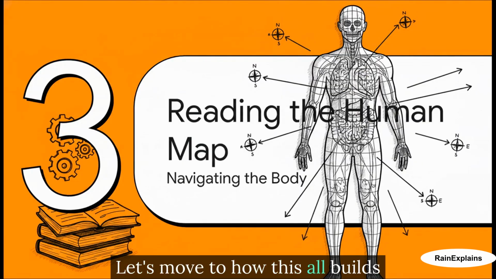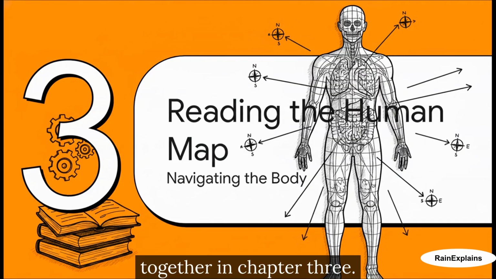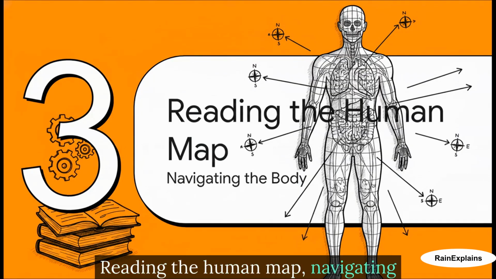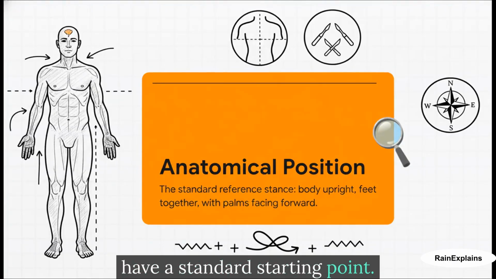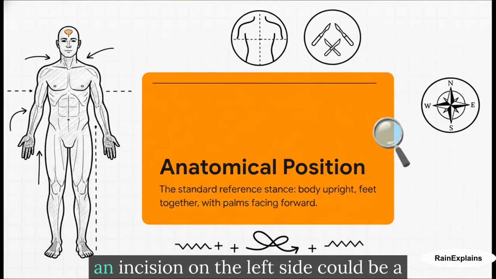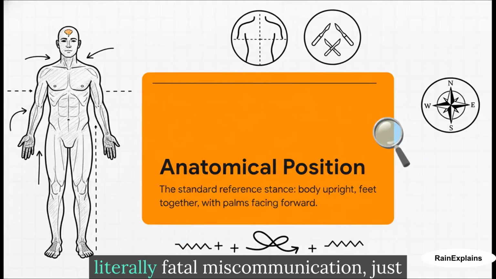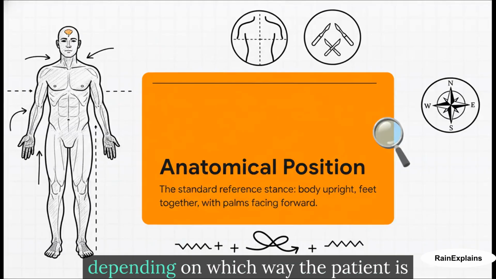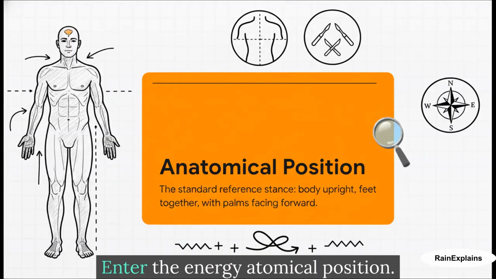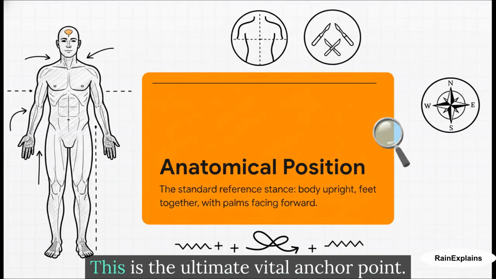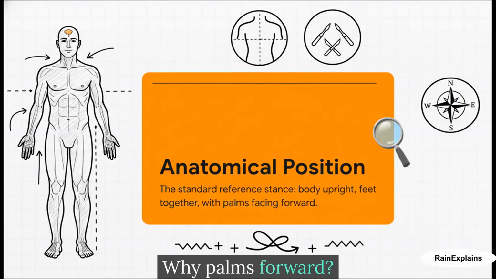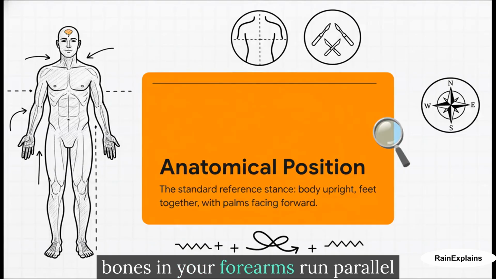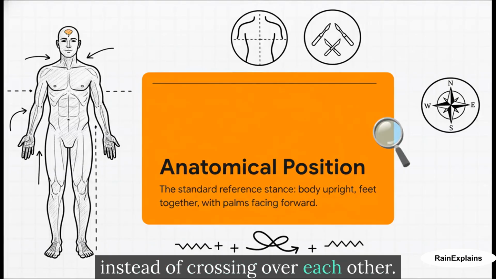Let's move to how this all builds together in Chapter 3, reading the human map, navigating the body. Imagine if medical professionals didn't have a standard starting point. A surgeon telling an assistant to make an incision on the left side could be a literally fatal miscommunication, just depending on which way the patient is facing. Enter the anatomical position. This is the ultimate vital anchor point. Body upright, feet together, and palms facing forward. Why palms forward? Well, it's actually the only way the bones in your forearms run parallel instead of crossing over each other.